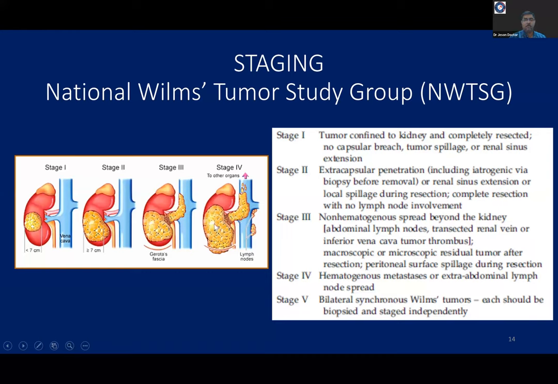So they may need bilateral partial nephrectomy or nephron-sparing nephrectomy, or even a renal transplant if it is extensive bilateral disease. They may need to be counseled about perioperative dialysis and things like that. So this is about the staging of Wilm's tumor.